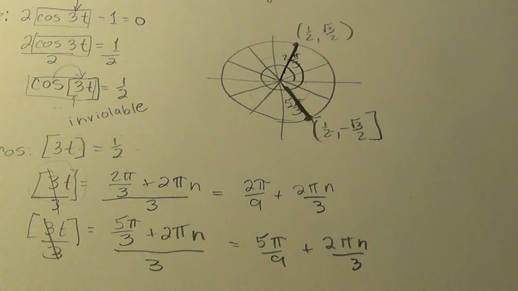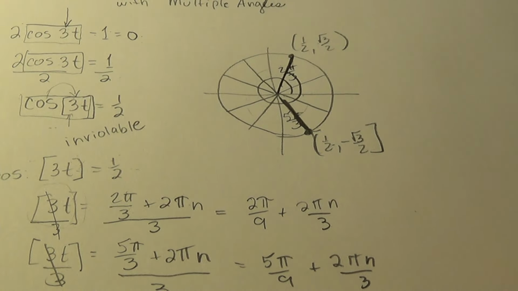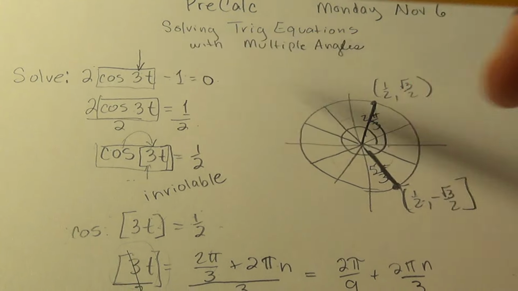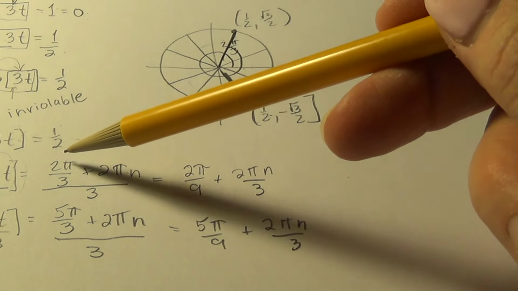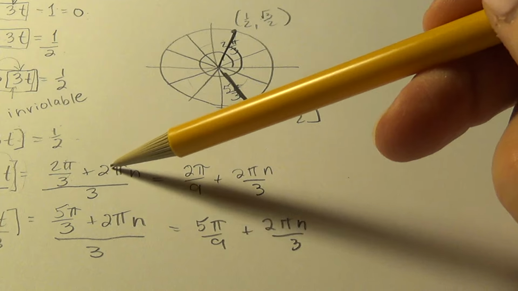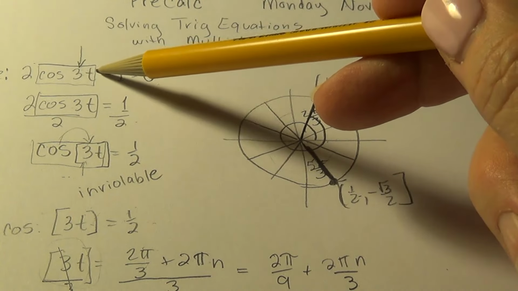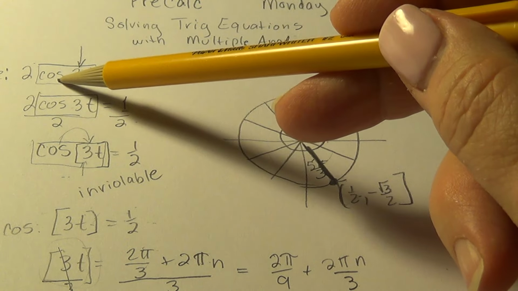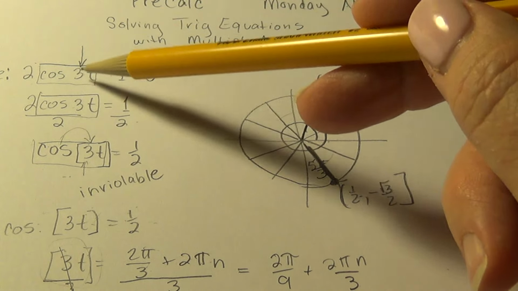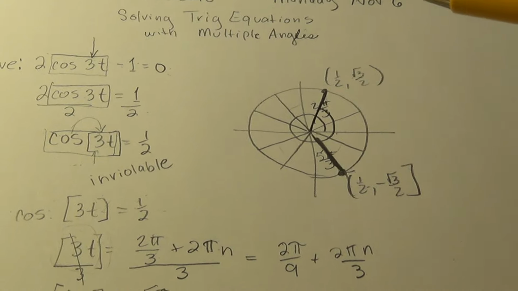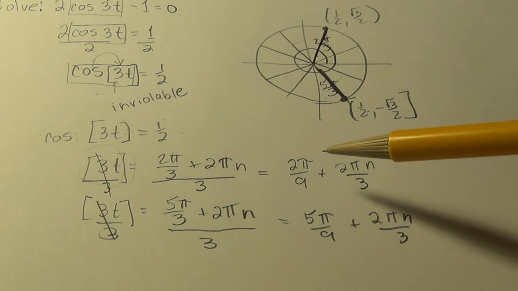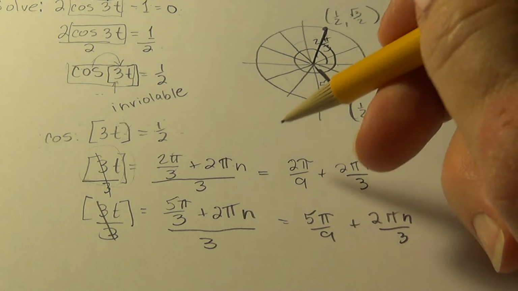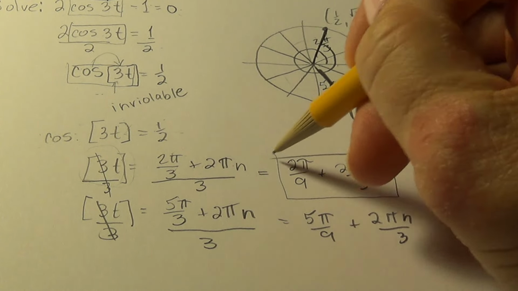If I were to plug any of those into the original function, 2 cosine 3t minus 1, let's say I do 2 pi over 9 plus 2 pi n over 3, I plug that in and multiply it by 3, take the cosine of that, 2 times that, minus 1, I will get 0. As I will if I put in any version of these answers. So this tells me all of them work.